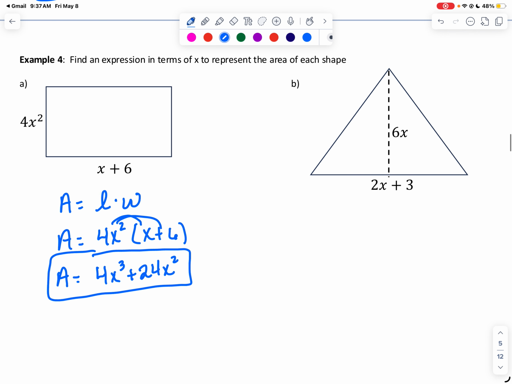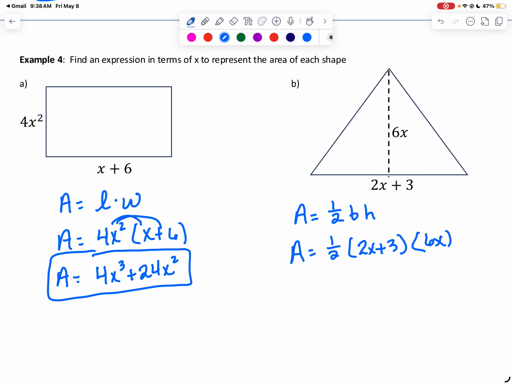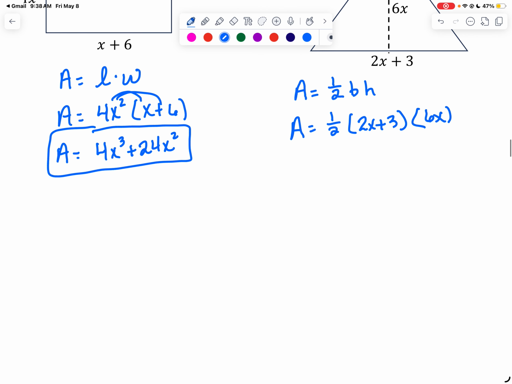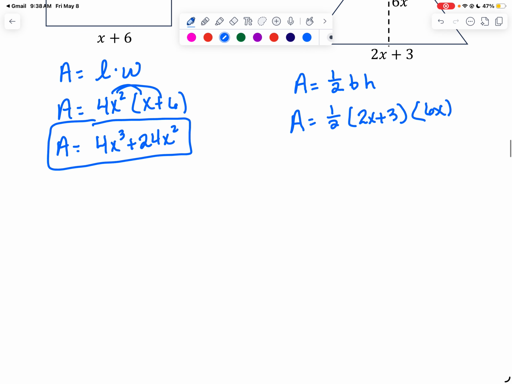So in problem B, we have a triangle. So the area formula for a triangle is 1/2 base times height. So area equals 1/2. The base is 2x plus 3, and the height is 6x. Now, remember, we can multiply numbers in any order, and that applies to polynomials too. So what I'm going to do is I'm going to rewrite this. I'm going to put the 6x first, and then the 2x plus 3, because I think it's a little bit easier to work like this.